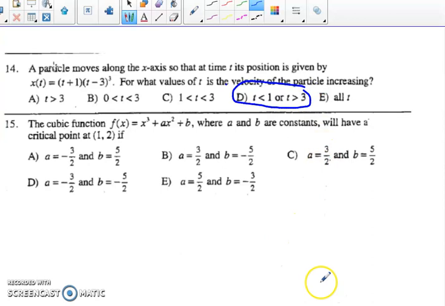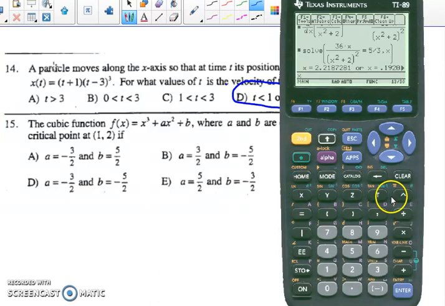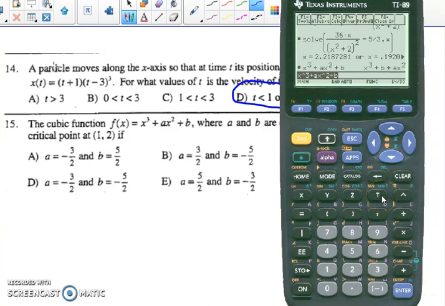Okay, number 15. If a and b are constants, we need a critical point at the point (1, 2). So what we're going to do is let's go ahead and type this whole function into the calculator. So I'll go back to my home screen. I'm going to use x cubed plus, remember to use the alpha a, x squared plus alpha b, and hit enter. Oops, looks like, oh no, I did do it right. Okay, I was looking over at the simplified form and it was different, but I'm good. I typed in my function correctly.